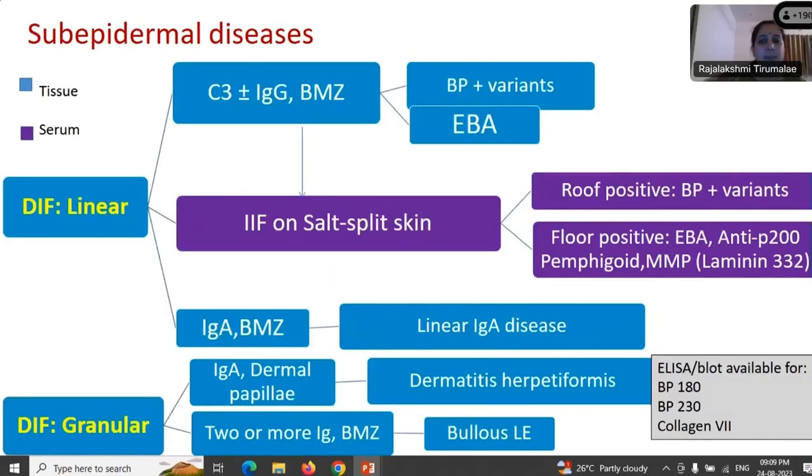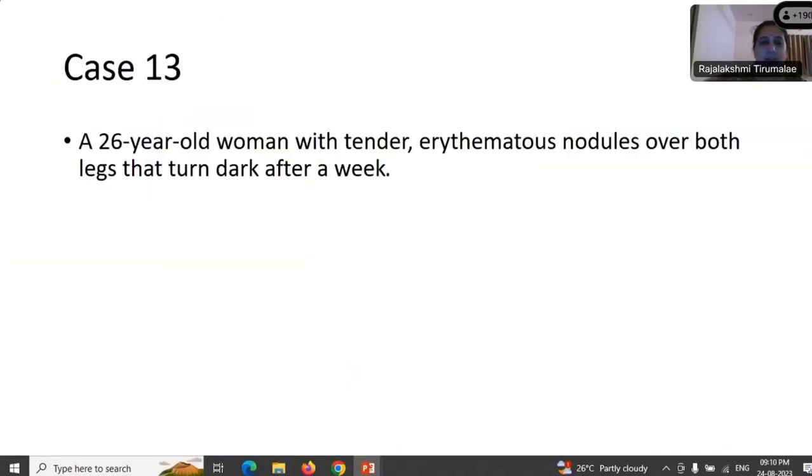Okay. Now coming to subepidermal blistering diseases, it's a little more complex. I'm just talking about the autoimmune subepidermal blistering diseases. You look at whether the pattern is linear or granular, and then again you could use the salt split skin if you have a doubt between bullous pemphigoid or epidermolysis bullosa and some of the rarer variants of bullous pemphigoid. Right? Okay, I'm not going into the others for lack of time.